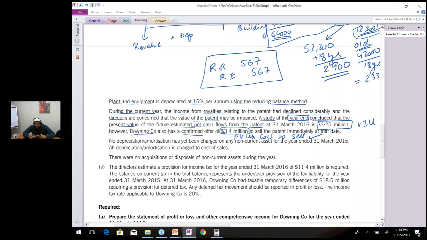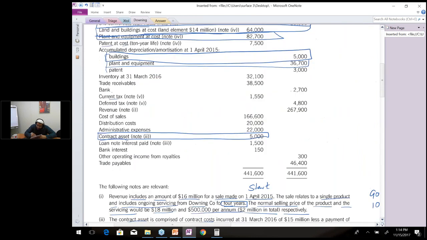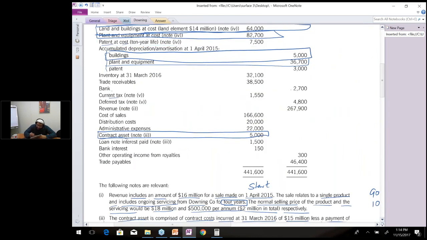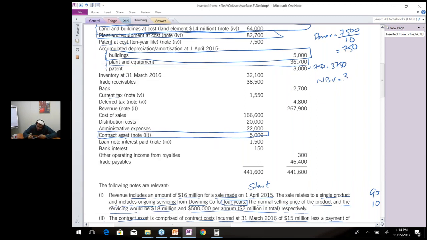Now, if I go into the trial balance and look at the patent, the patent was at cost of 7,500 and the life was 10 years. So first we are going to charge the amortization, 7,500 divided by 10 years, which is 750. So the accumulated amortization would become 3,750, and the net book value will become 7,500 minus 3,750, which is again 3,750. So first we have charged the amortization for the year.